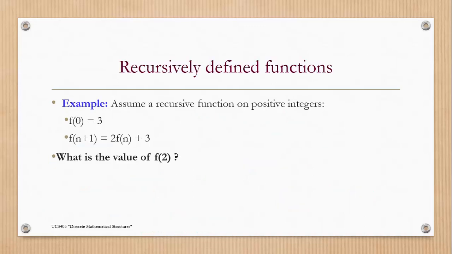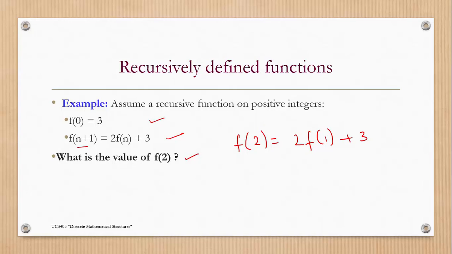Another example, here we have been given f0 is equal to 3 and f of n plus 1 is equal to twice of fn plus 3. We have to calculate f of 2. That is, we will put n is equal to 1 in this recursive case. So we will get f of 1 plus 1, that is 2, is equal to twice of f1 plus 3. But f1 is not known. So we have to calculate f of 1 first.